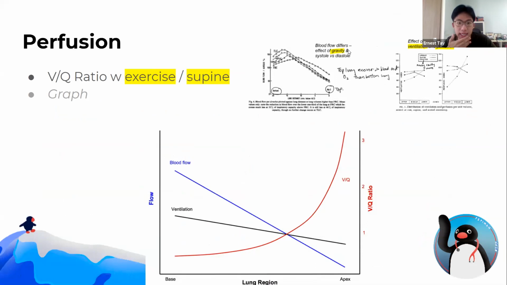Gravity, and if you exercise and if you lie down, they both have the same effect. So it will cause V and Q to be more evenly distributed throughout the lungs, and because of that, the VQ ratio is more well distributed across the lungs as well. So you can look at this diagram, but I won't go into it today.